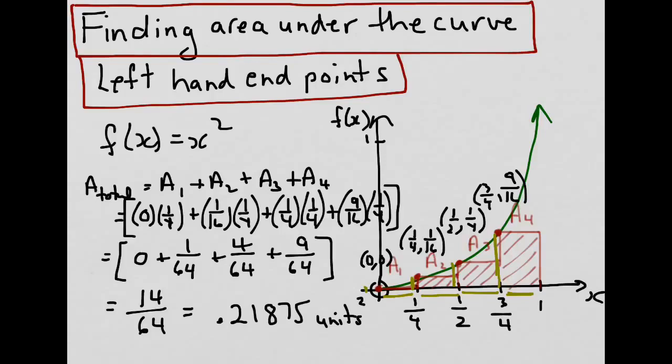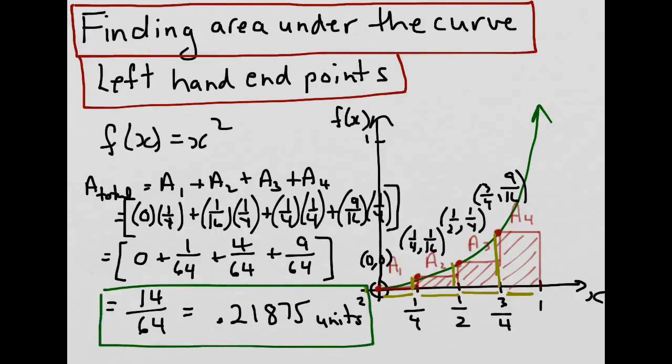So our approximation of the area under the curve from x squared down to the x-axis over the interval 0 to 1 using the left-hand endpoints is 0.21875 units squared, which, as we can see from the graph, is an underestimate of the actual area under the curve.